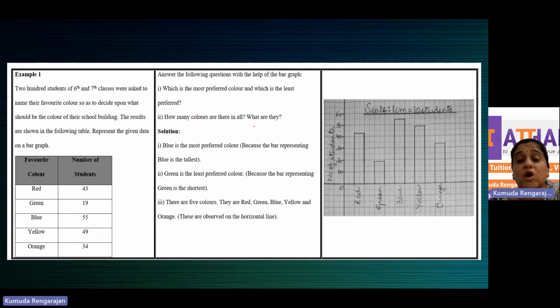And how many colors are there in all? 1, 2, 3, 4, 5 colors are there in all. What are they? You know them.